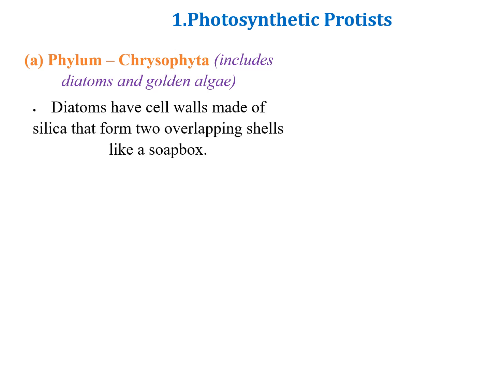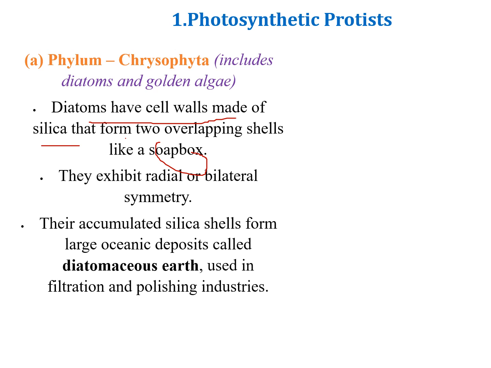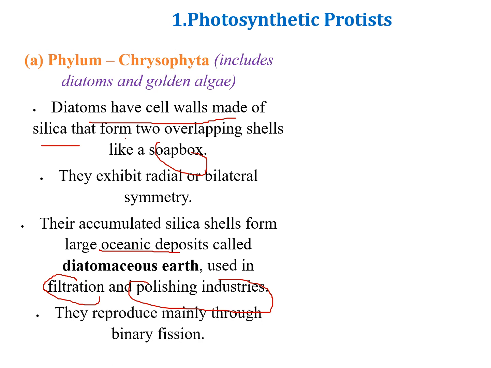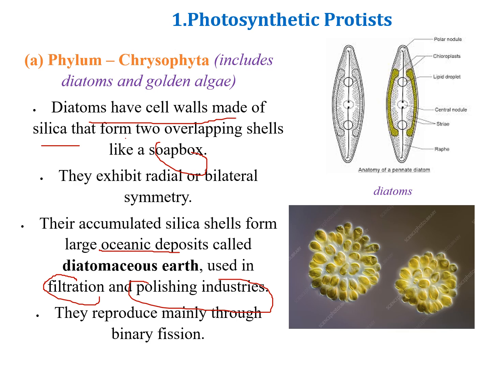Diatoms have a cell wall made up of silica that forms two overlapping halves like a soap box. They exhibit radial or bilateral symmetry. The accumulated silica shells form large oceanic deposits called diatomaceous earth, used in the filtration and polishing industry. They reproduce mainly through binary fission. Here is the anatomy of a diatom, and this is the golden algae.